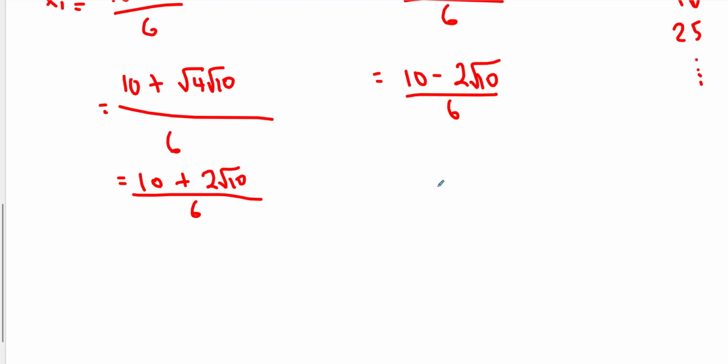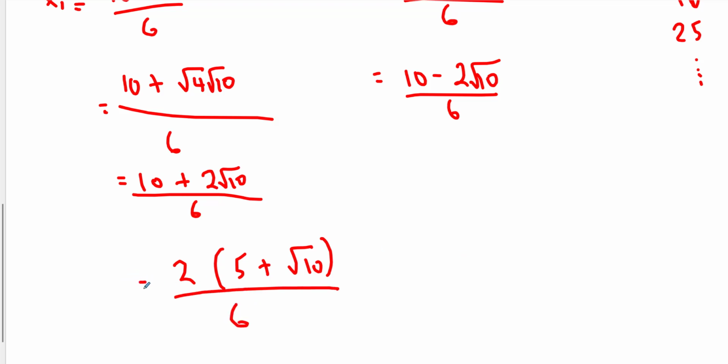The only thing I would do to simplify is to simplify a common factor between the top. This becomes 5 plus root 10 over 6. And what did I do? I divided 10 and 2 by 2. I factored out a 2. So the 10 divided by 2 becomes a 5, and 2 divided by 2 just becomes a 1. And 1 times root 10 is just root 10. Same thing here. I factor out a 2. This becomes 5 minus root 10 over 6.